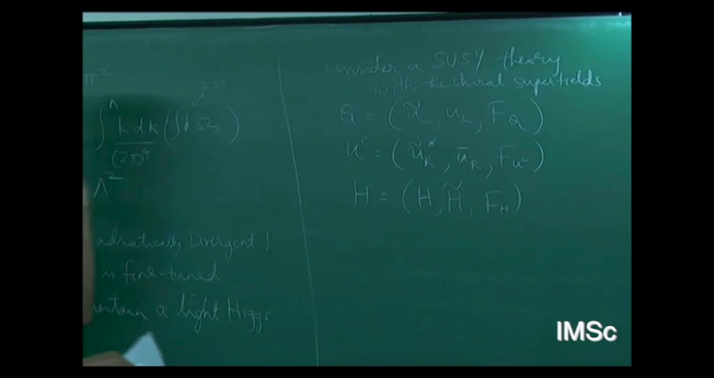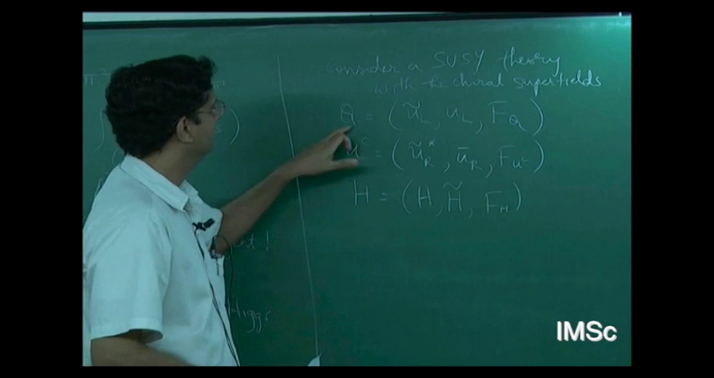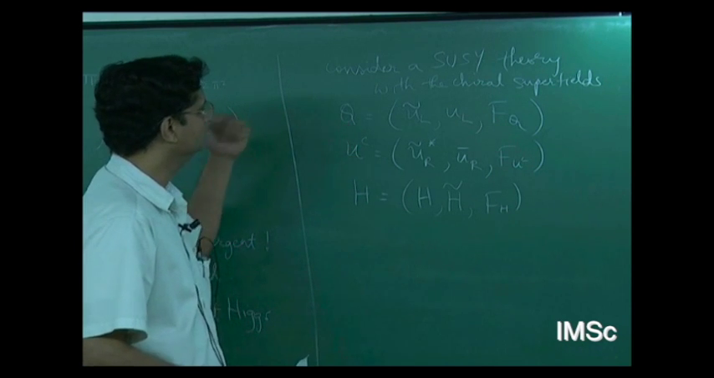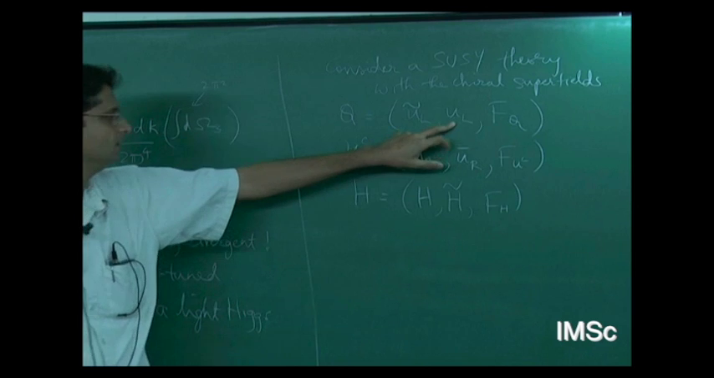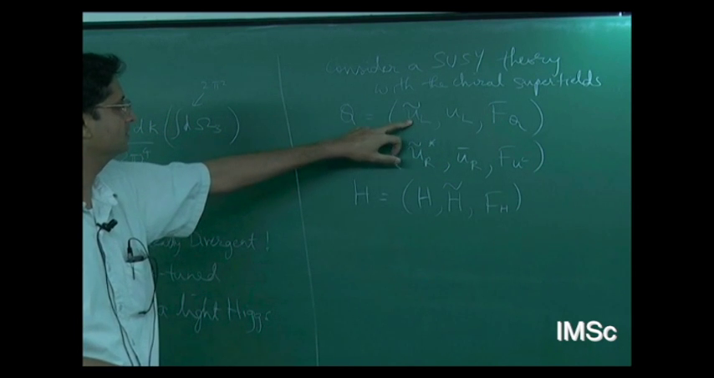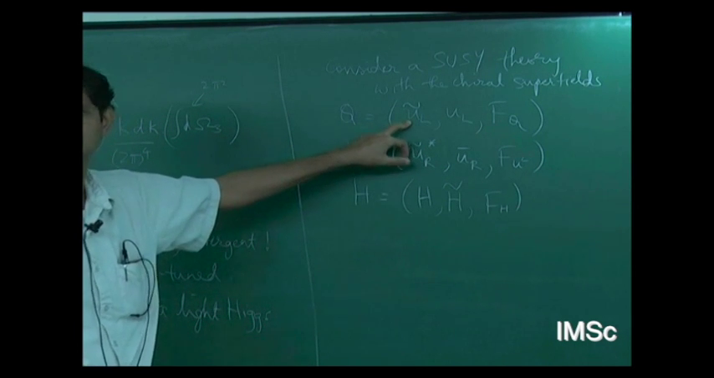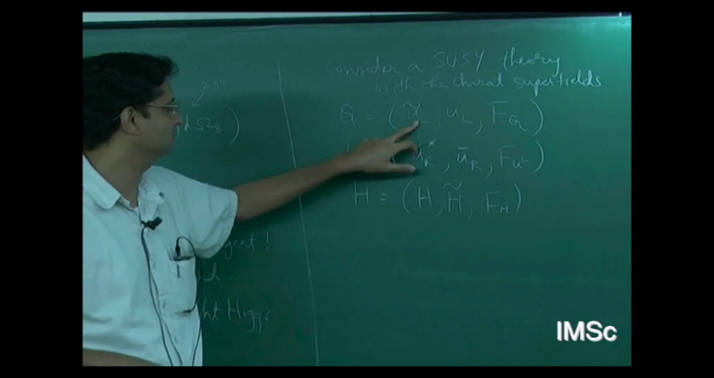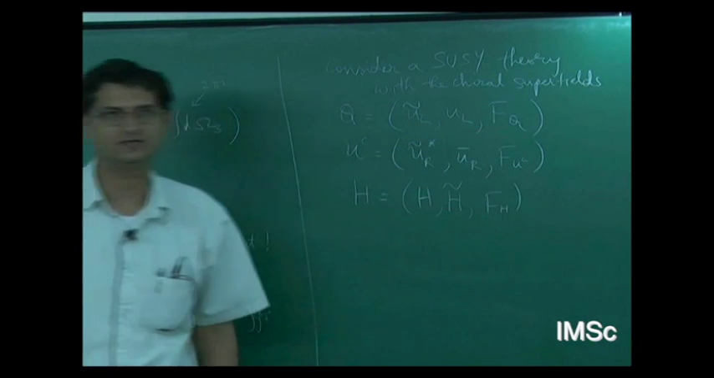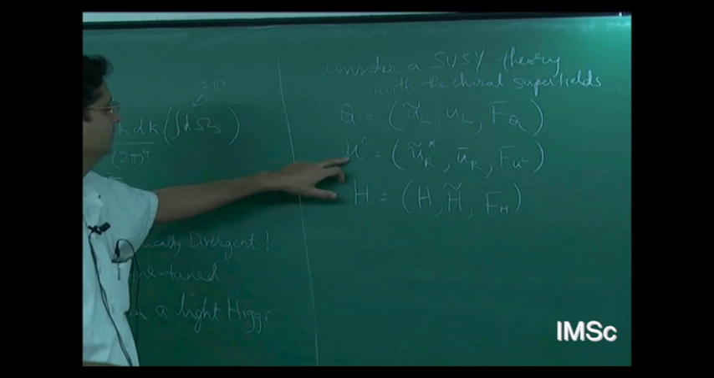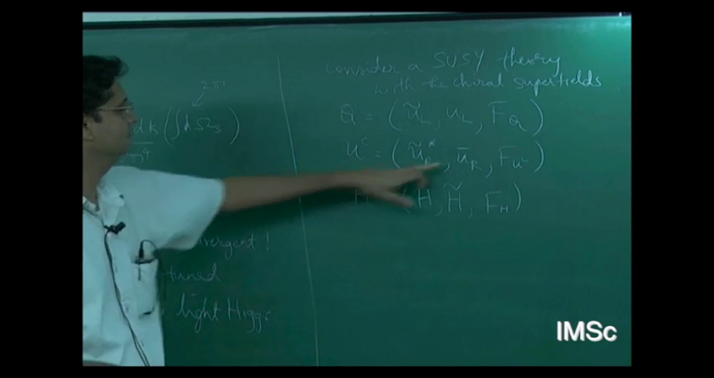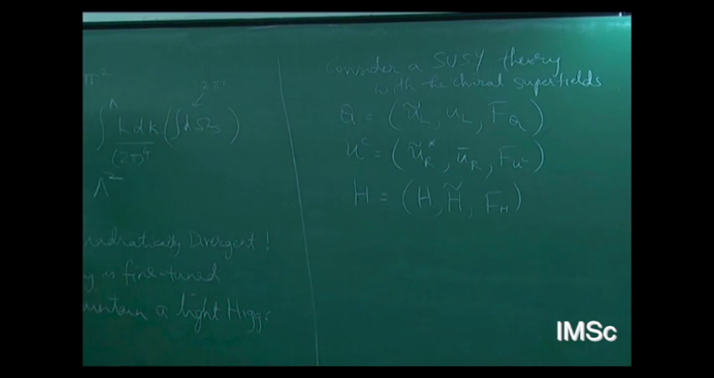So I've introduced a superfield for this Q, which contains the fermion, the top quark in this case, and its super partner, which I call U twiddle. This is a scalar, this is a fermion, this is a scalar, and this is an auxiliary field, which we can integrate out by using the equation of motion. And similarly, I introduce a superfield U C, which will contain the U R bar, this thing.